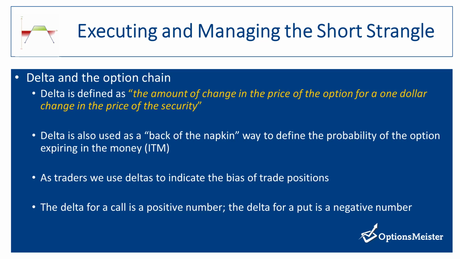We also use delta as a back-of-the-napkin way to define the probability of the option strike to expire in the money at expiration. Deltas also are used to reflect the bias of an individual trade or an entire portfolio of stocks and ETFs. The delta of a call is a positive number. The delta of a put is negative. That should make sense to you because if you buy a call, you are expecting the stock to rise. Conversely, if you buy a put, your bias is for the stock to drop in price.